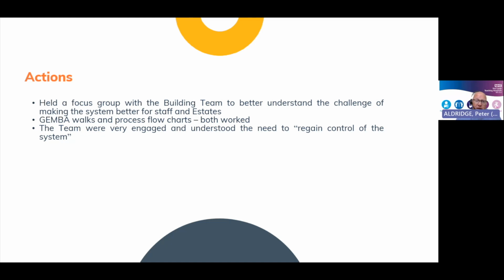The team were really engaged in this and understood the need to regain control of the system, because what I said to the team was, if you look at that and you see that it starts off with, and the figures we were looking at, it started off with 6,000 jobs in the system.